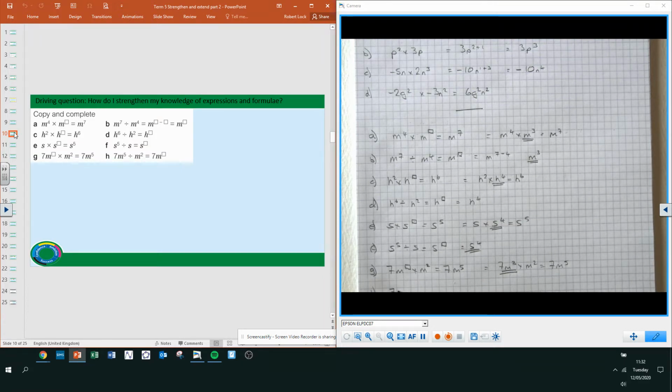H. 7m to the power 5 divided by m to the power 2 equals 7m to the power something. Powers are taken away, so 5 take away 2 is 3. So the answer is 7m to the power 3.